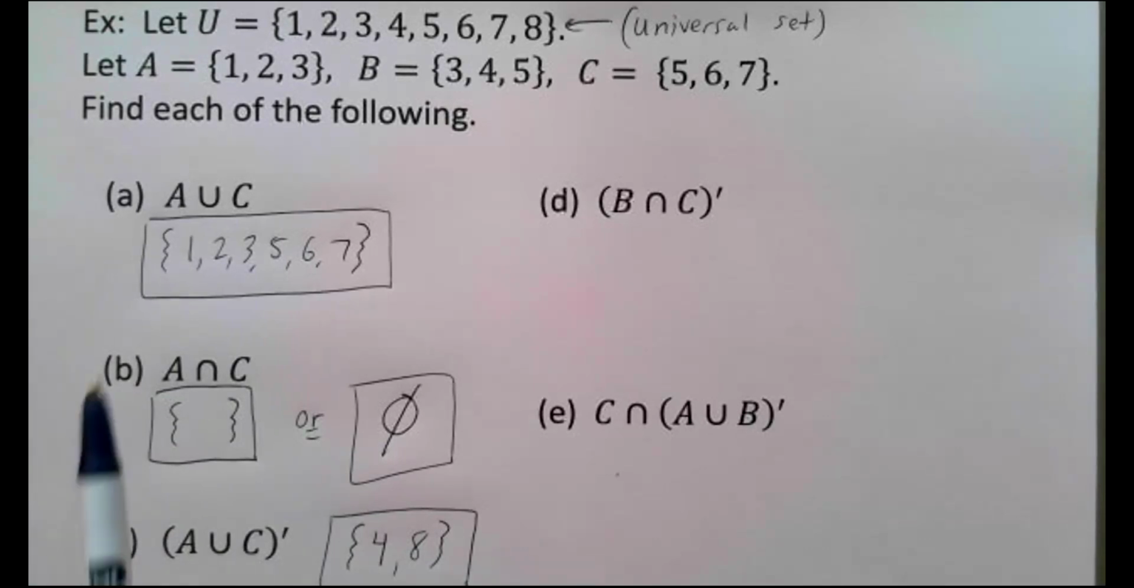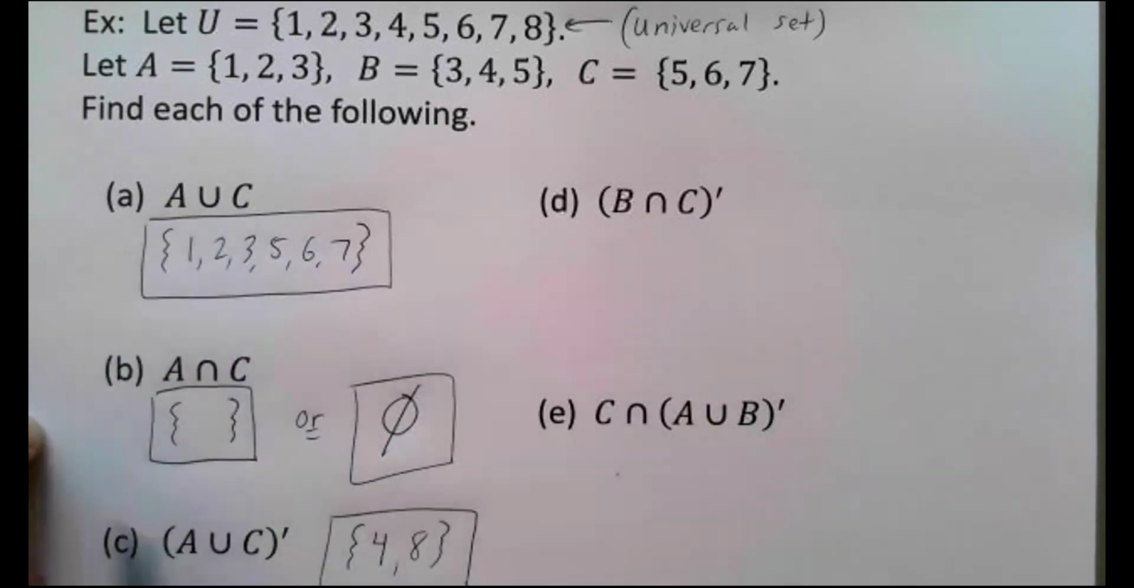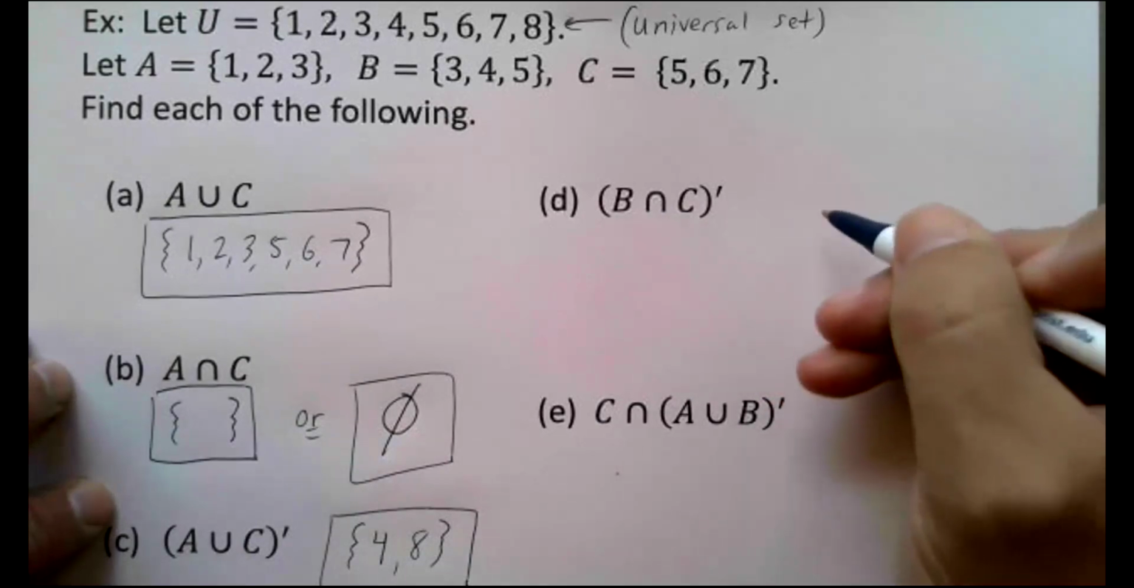We had already done that. I didn't have to do that down here because I already knew what A union C looked like, because that was already asked. But B intersects C has not been asked yet. So let's go figure out what B intersects C might look like. Then we can talk about the complement.